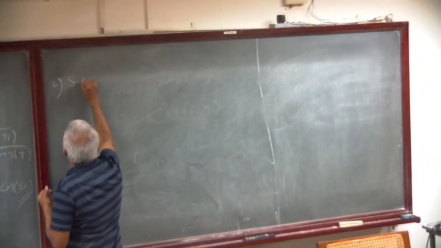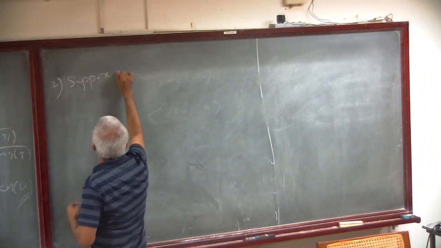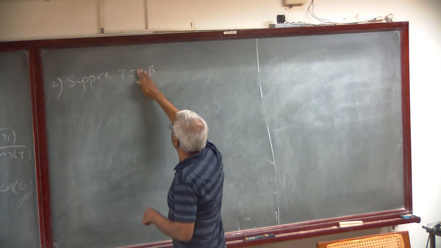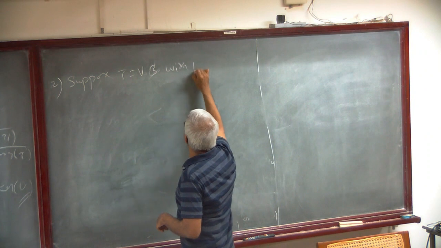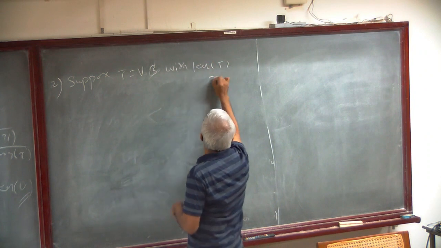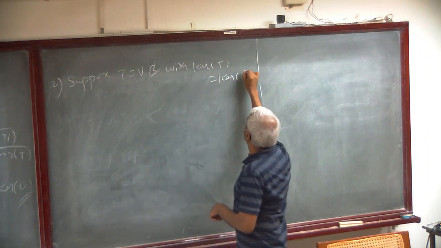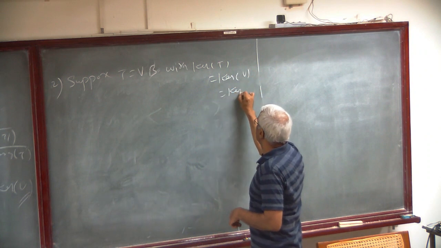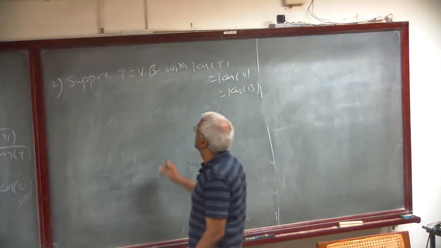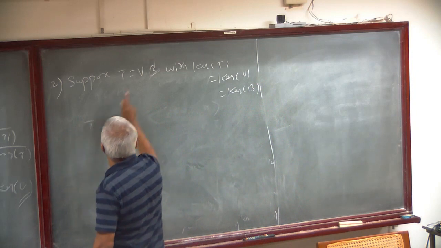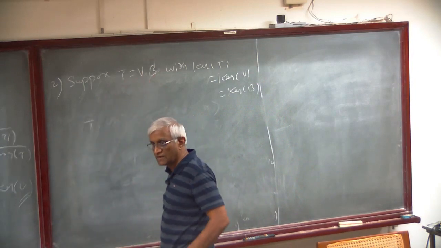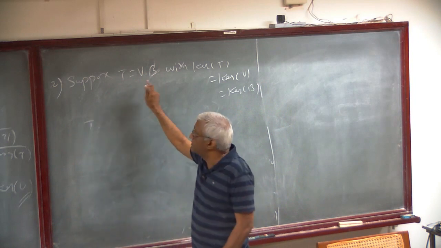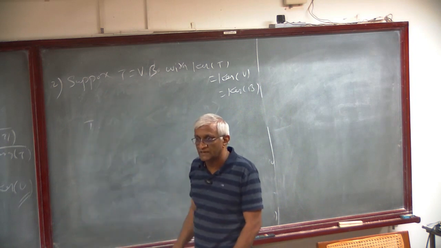So suppose T equals V B, with the kernel of T equal to the kernel of V equal to the kernel of B. Okay. Then we first show that B is nothing but the square root of T star T. B is positive, so we have to show that B square equals T star T.